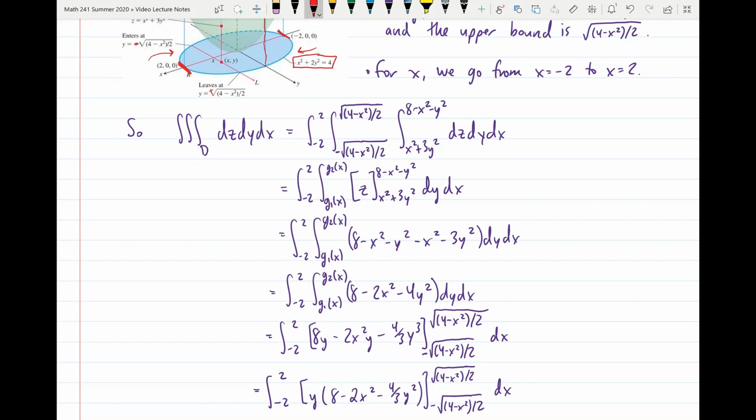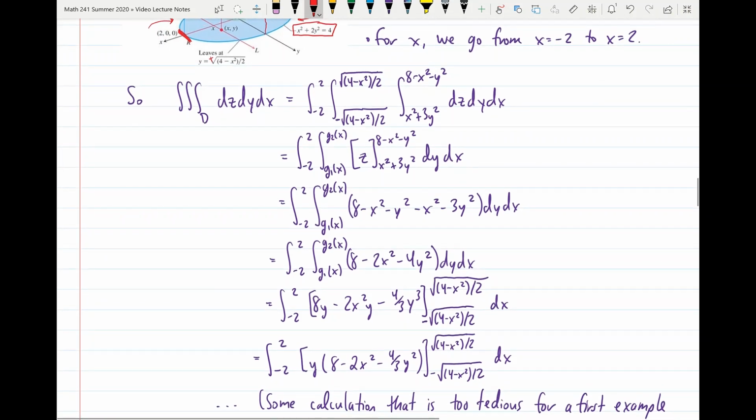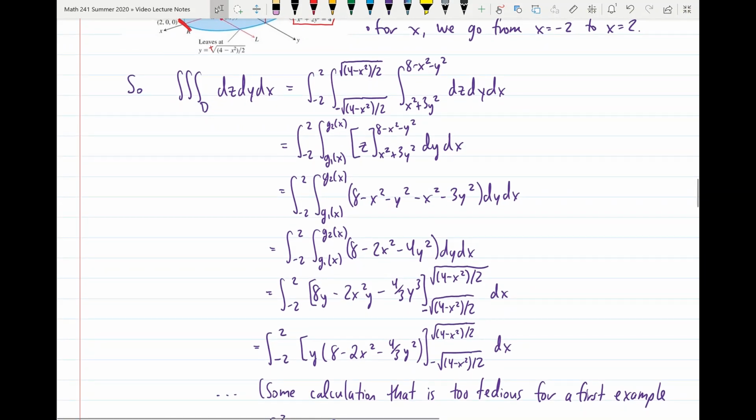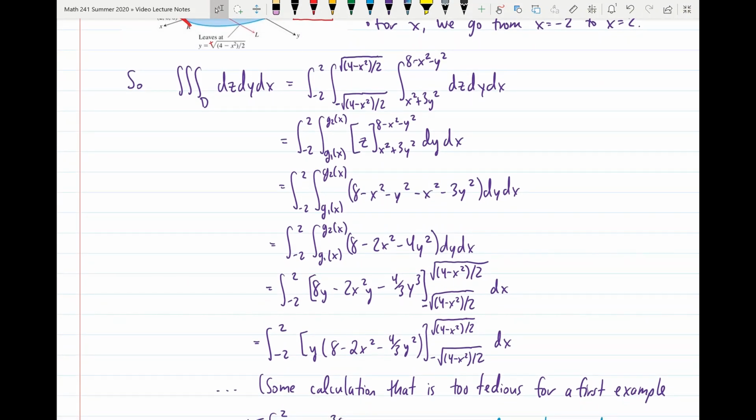So that is certainly a mouthful, which is why I think that it probably wasn't a great decision for the book to start with this example here. Maybe something a little bit easier would be nicer. But anyways, we'll work through it.